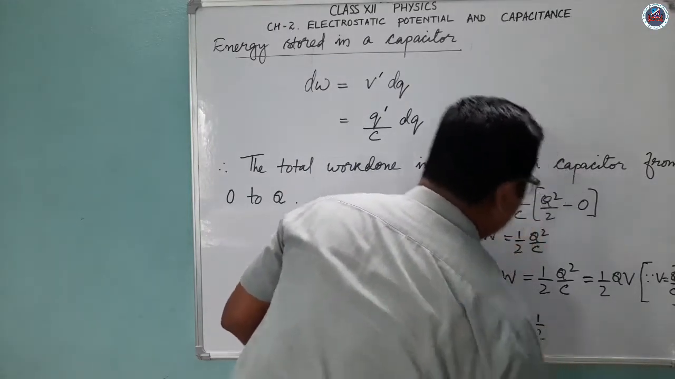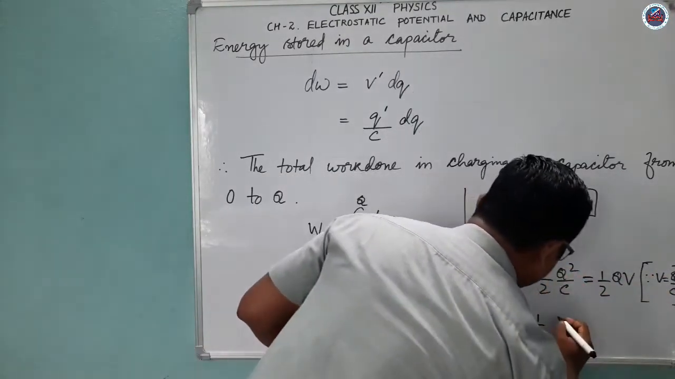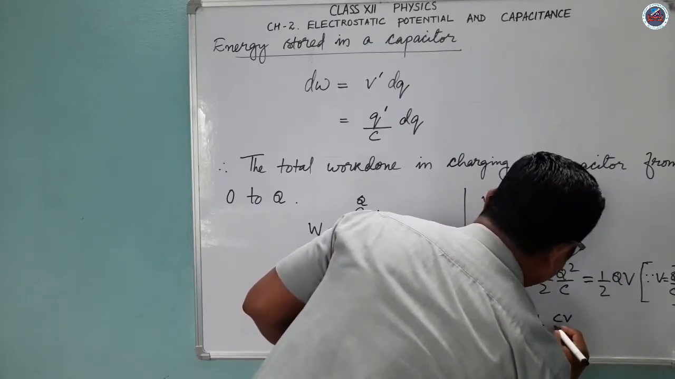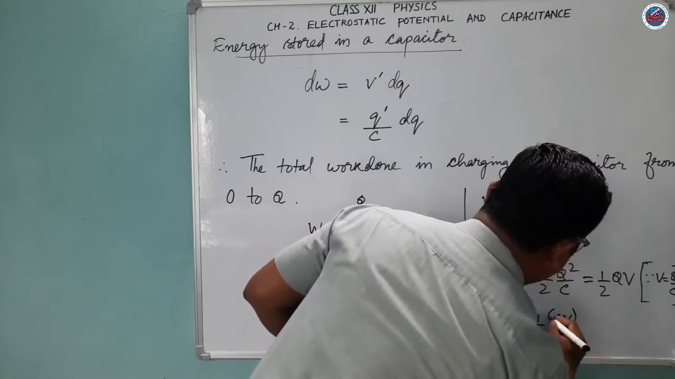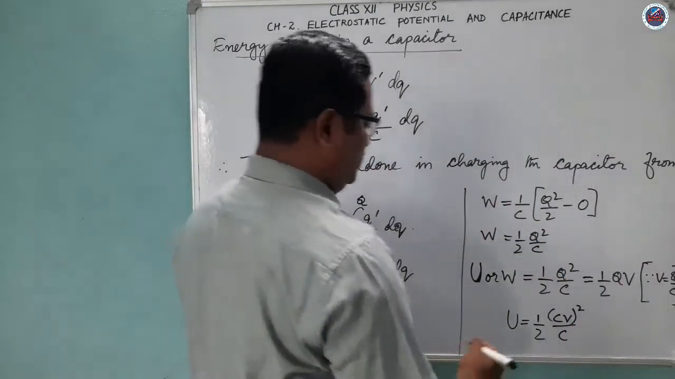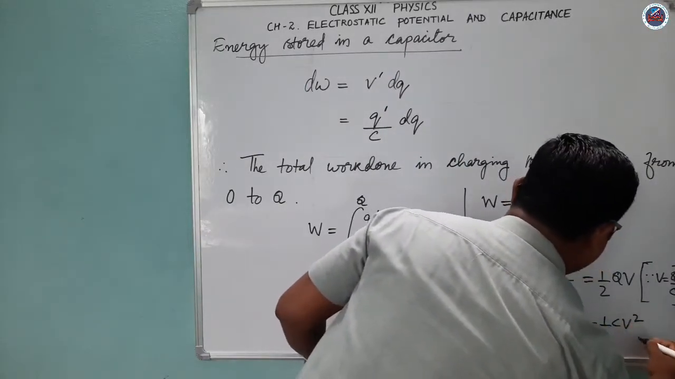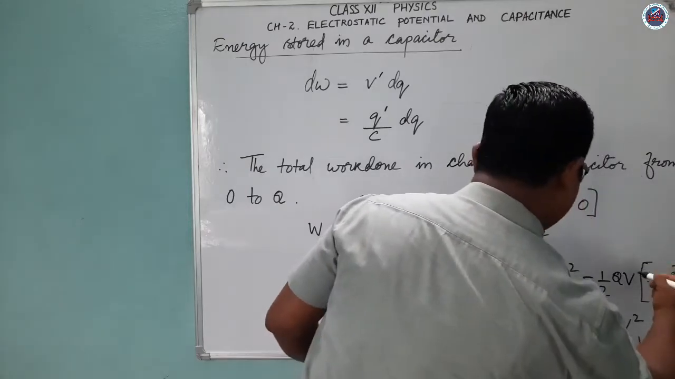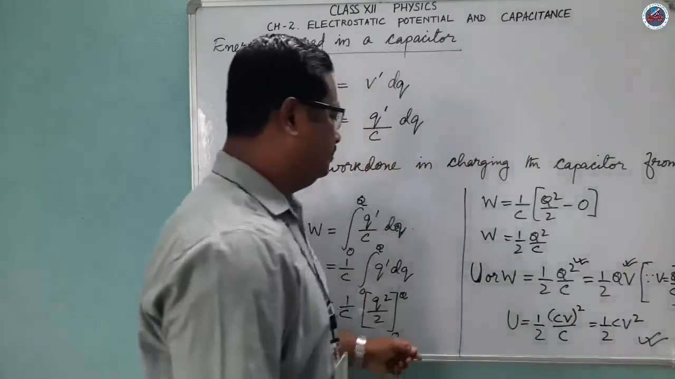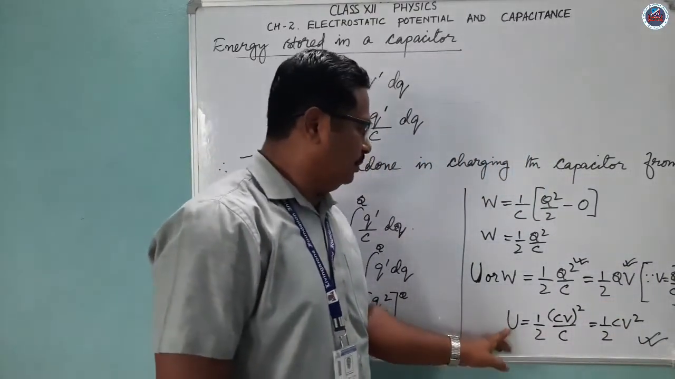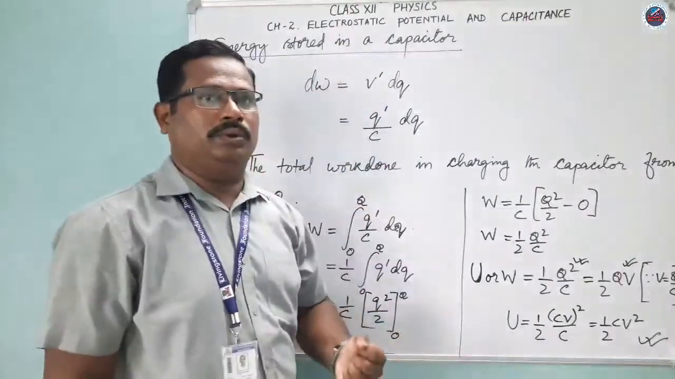The other way of representing potential energy is U is equal to half of Q, where Q is equal to C into V. So if I put in place of Q, C into V, divided by C, this is squared, you will get half of CV squared. So these are the ways to represent it. This is one way, this is the second way, and this is the third way of representing the potential energy, or we call it the energy that a capacitor can store.